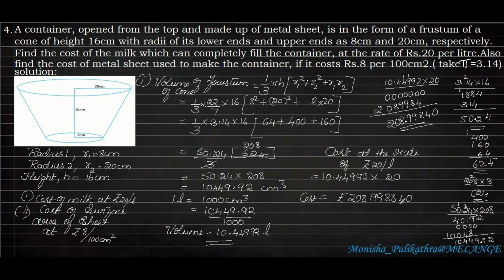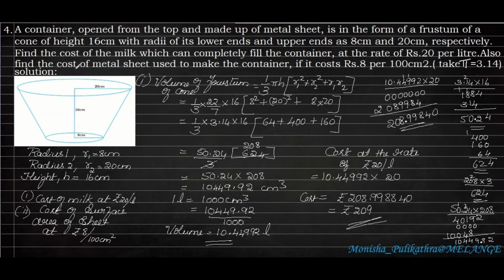208.998840. So we can just make an approximate value of it. The approximate value will become rupees 209. Since it is 0.99, we can take the next number, that is rupees 209. So this is the cost of 10.44 liters of milk. But here the problem will not end.